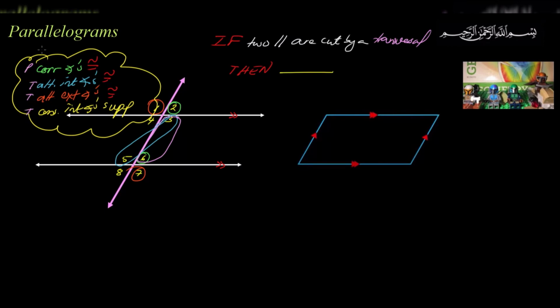So if two parallel lines are cut by a transversal, then the corresponding angles are congruent, postulate. If two parallel lines are cut by a transversal, then the alternate interior angles are congruent, theorem. If two parallel lines are cut by a transversal, then the alternate exterior angles are congruent, theorem. If two parallel lines are cut by a transversal, then the consecutive interior angles are supplementary, theorem.